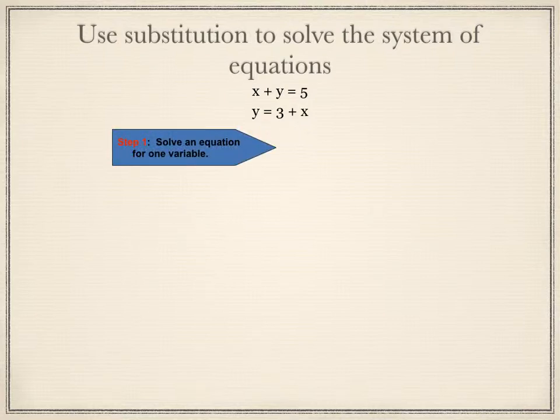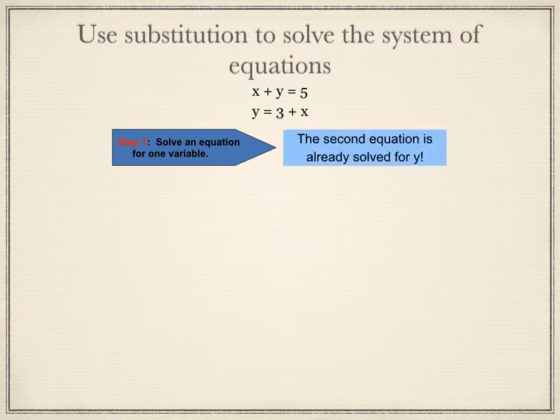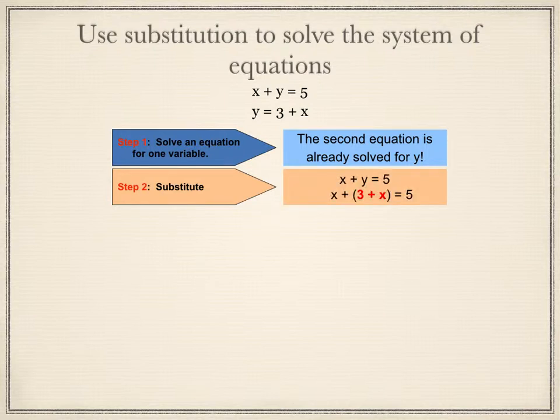Solve an equation for one variable is step number 1. Note the second equation is already solved for y. Then we want to do our substitution. So we're going to take our other equation, which was x plus y is equal to 5, and instead of our y, we're going to write what y equals. Note that second equation tells us that y equals 3 plus x. So we write x plus 3 plus x is equal to 5.